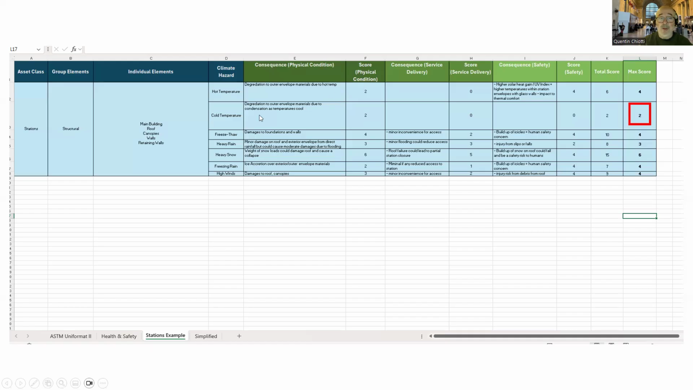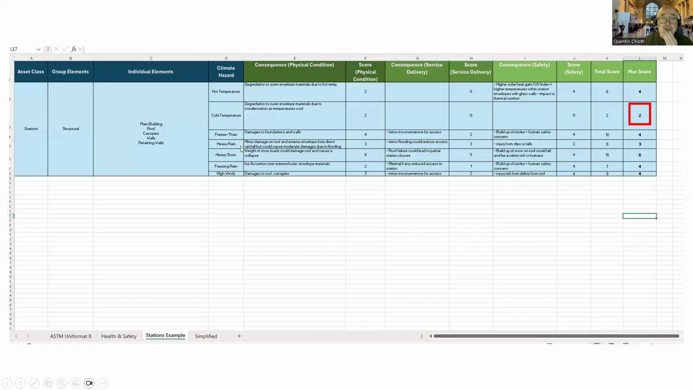Okay, straightforward. Cold temperatures, degradation to outer envelope due to condensation as temperatures cool. So that implies that it's not that they're necessarily exposed externally, but perhaps underground or in other protected areas, there is condensation that builds up when you have those lower temperatures that occur. Freeze thaw is going to be damages to foundations and walls.